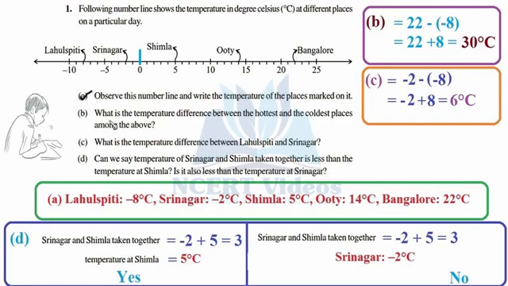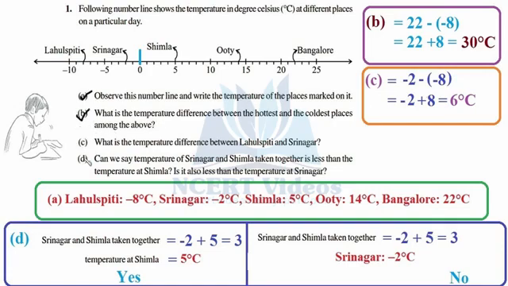B. What is the temperature difference between the hottest and the coldest places above? As you can see here, Lahaul Spiti and Bangalore are at the extreme ends. Lahaul Spiti is at -8 degrees Celsius, whereas Bangalore is 22 degrees Celsius. You have to take a difference. So 22 minus of -8 is 22, minus minus is plus, therefore we write +8 and it is 30 degrees Celsius. Therefore, this is the difference.